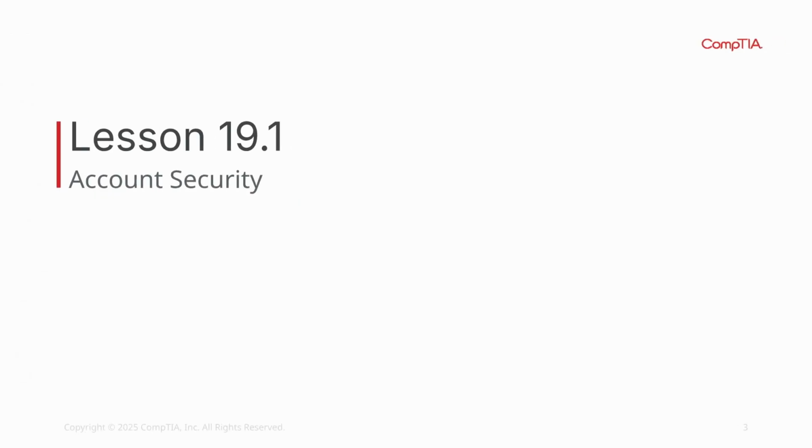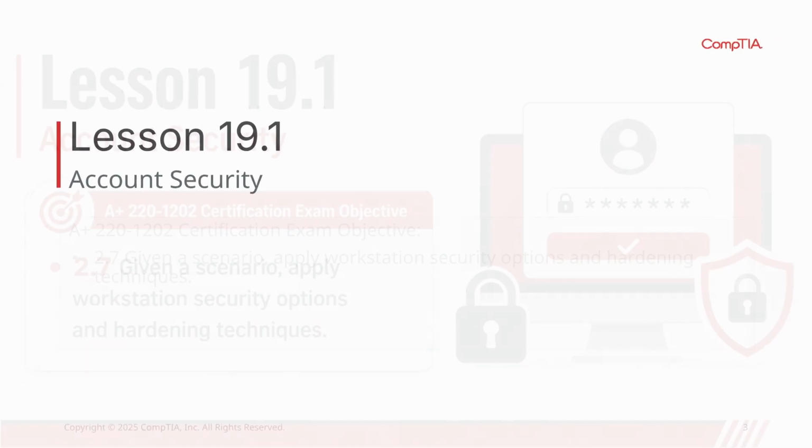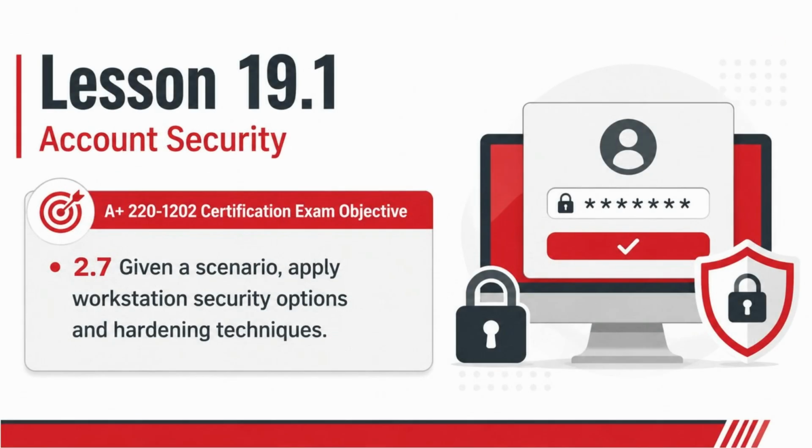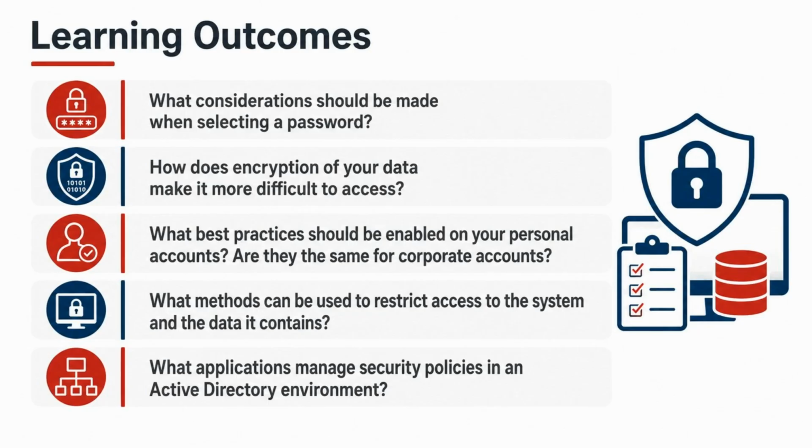Lesson 19.1, Account Security. This lesson maps to A+ 220-1202 Objective 2.7, applying workstation security options and hardening techniques. By the end of this lesson, you should be able to answer: what considerations go into selecting a password?